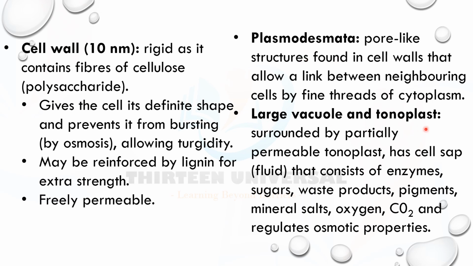Large vacuole and tonoplast. Now, tonoplast is the membrane of vacuoles. The vacuole is surrounded by a partially permeable tonoplast and consists of enzymes. You see, the vacuole has enzymes, sugars, waste products, pigment, mineral salts, oxygen, CO2. They're all in there.